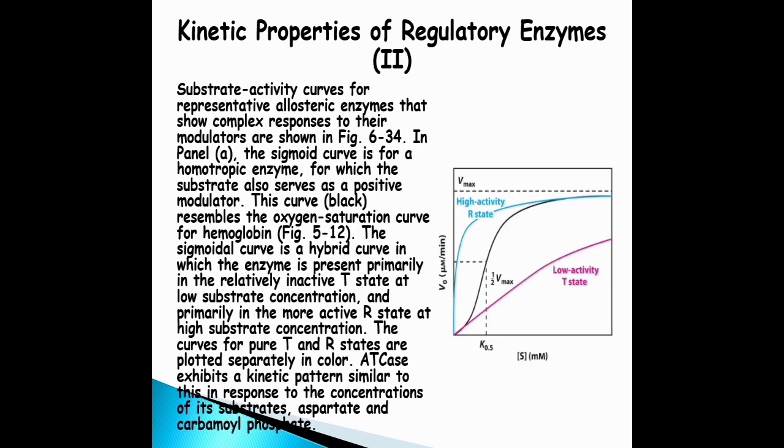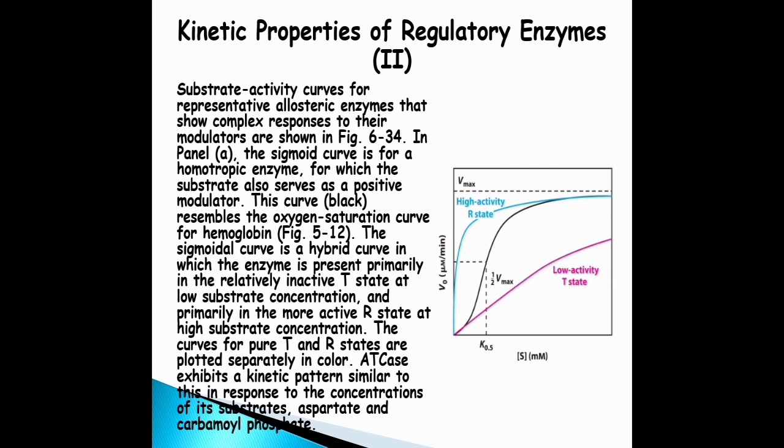Kinetic properties of regulatory enzymes 2. Substrate-activity curves for representative allosteric enzymes show complex responses to their modulators, as shown in the figure. In panel A, the sigmoid curve is for a homotropic enzyme for which the substrate also serves as a positive modulator. This black curve resembles the oxygen saturation curve for hemoglobin.